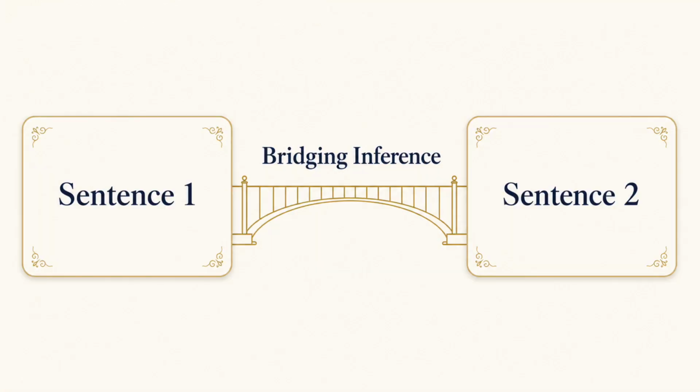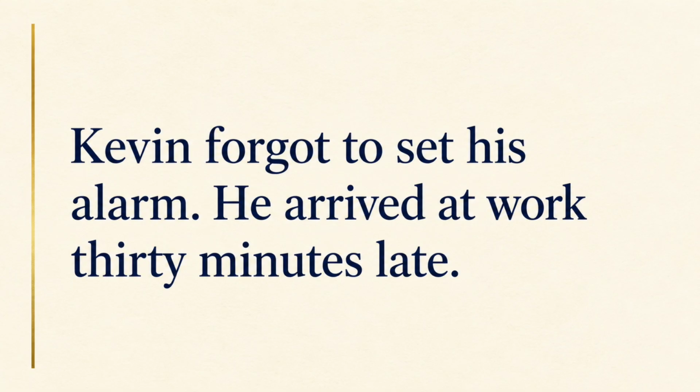A bridging inference connects one sentence to another. Sometimes authors do not explain every relationship directly. They expect readers to build the bridge. For example, Kevin forgot to set his alarm. He arrived at work 30 minutes late.